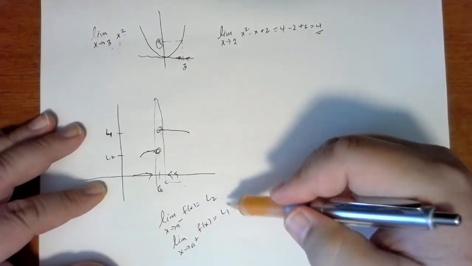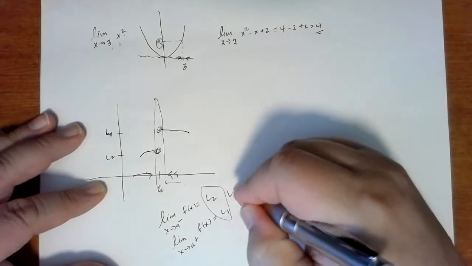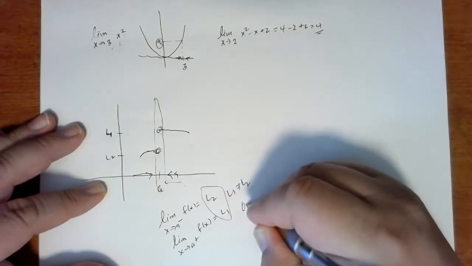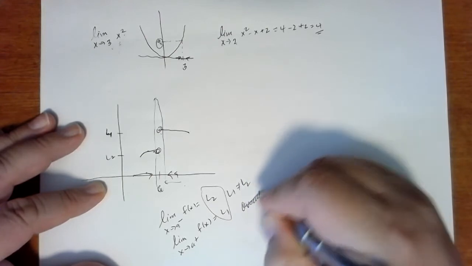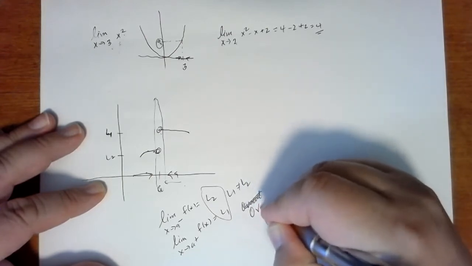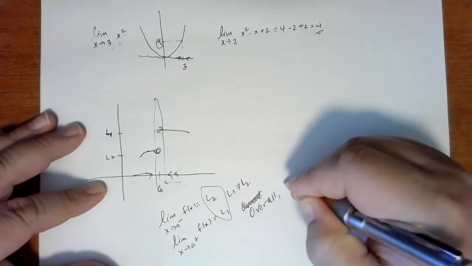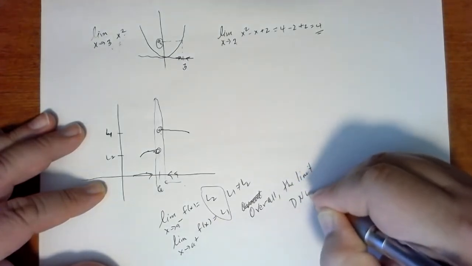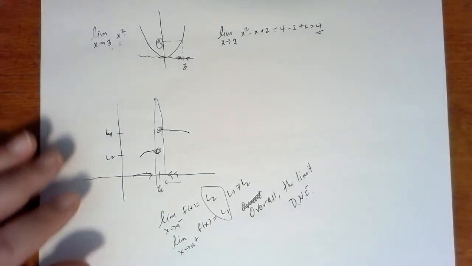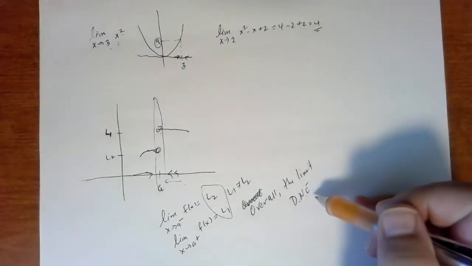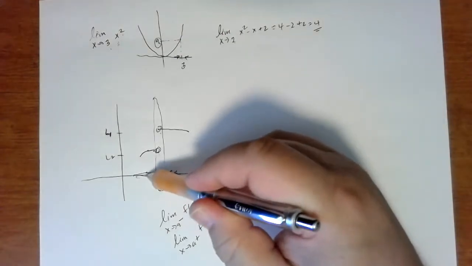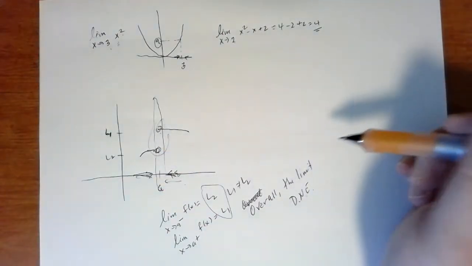And in our example here, L1 is not equal to L2, and so we would say that overall, the limit does not exist. So we'll abbreviate does not exist as DNE. And the reason the limit does not exist is because if you come in from either side, you get different answers.